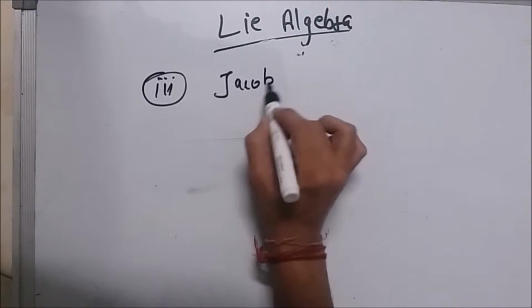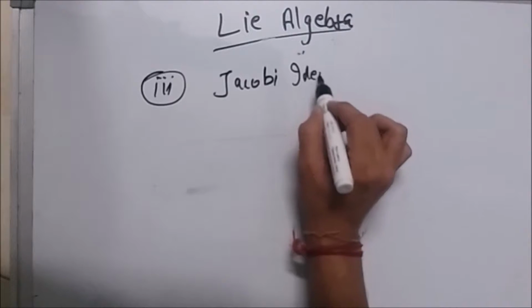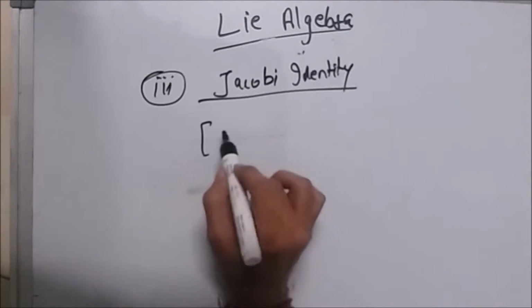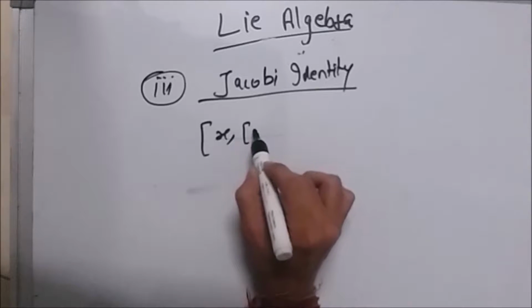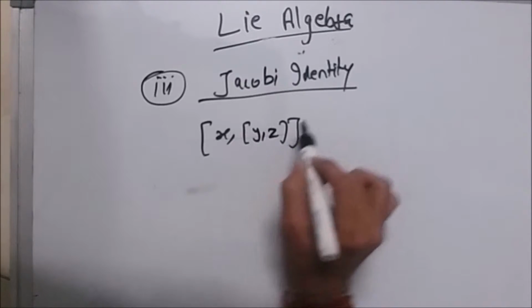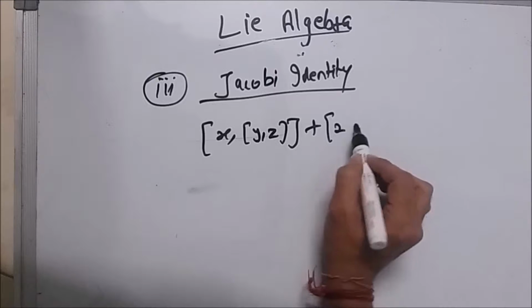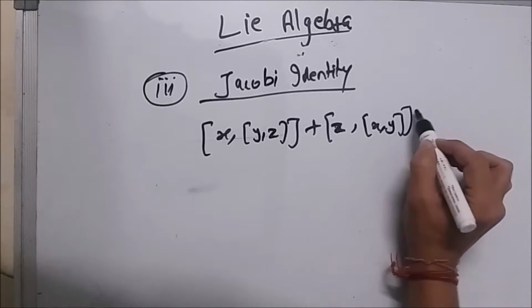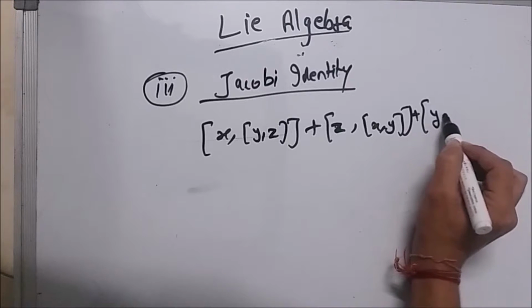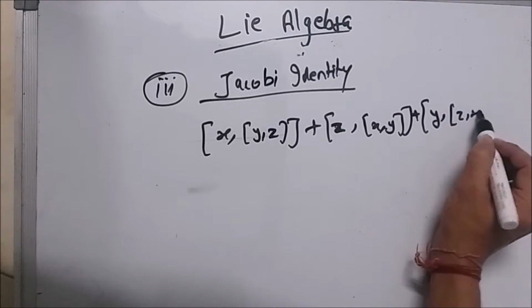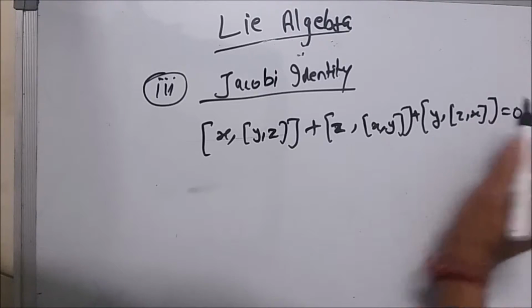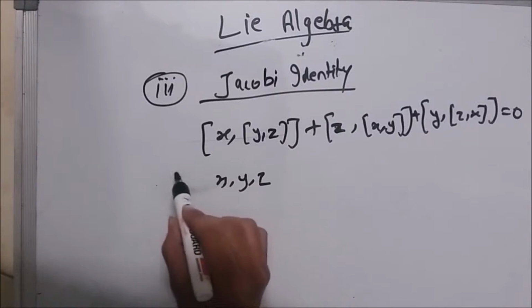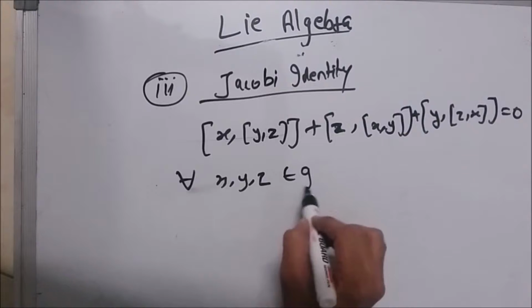Now the third and very important property is the Jacobi identity, which says [x, [y, z]] plus [z, [x, y]] plus [y, [z, x]] sums up to 0 for all x, y and z belonging to G itself.